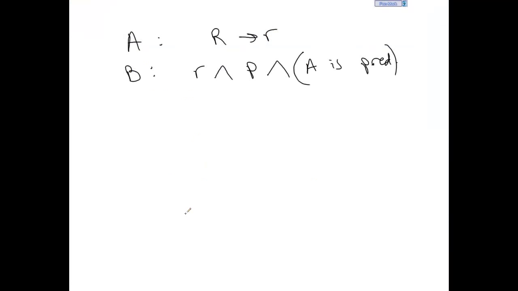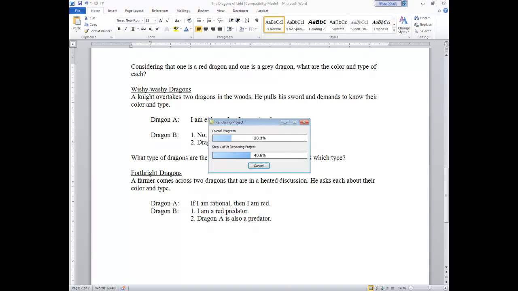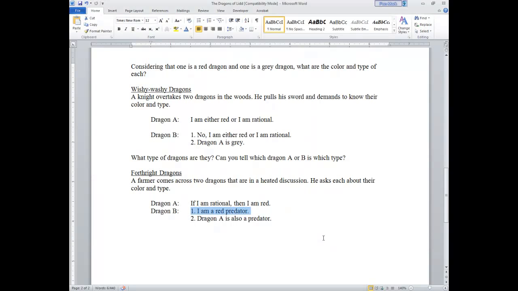It's probably easier to start with Dragon B because you probably noticed the contradiction already. He calls himself a red predator. Well, number one, a predator will never be honest about saying that he's a predator. And if he doesn't say that he's a predator, what does that tell us? Well, that means that this is a false statement. He can't be a red predator. Okay, well, what other options are there?